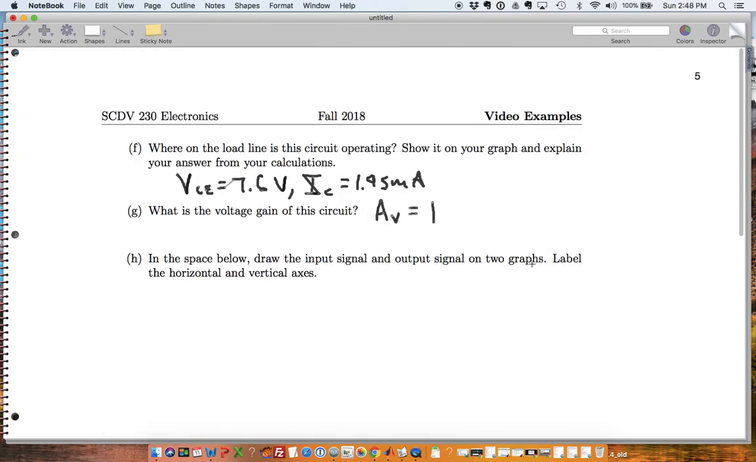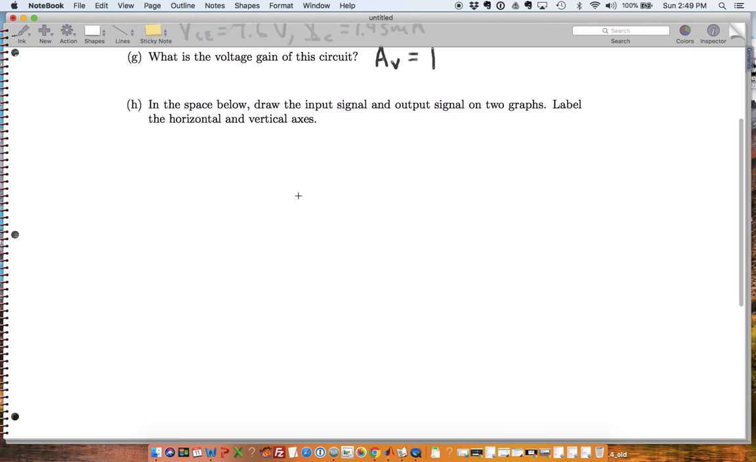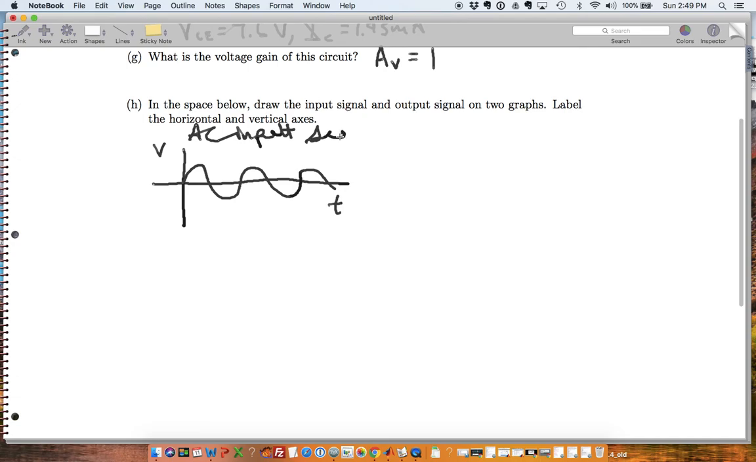And then in the space below, draw the input signal and output signal on two graphs. Label the horizontal and vertical axes. What that means is we're going to draw our input signal. I'm actually going to draw three graphs. Our AC input signal, this is volts and this is time, and we have something that looks like this. That's our AC input signal, and this is 1.5 volts. Our period would be 1 over the frequency.